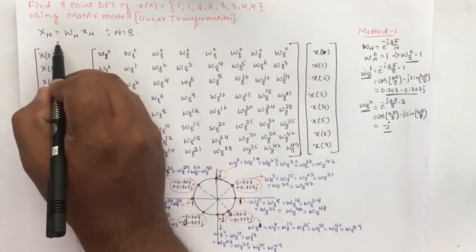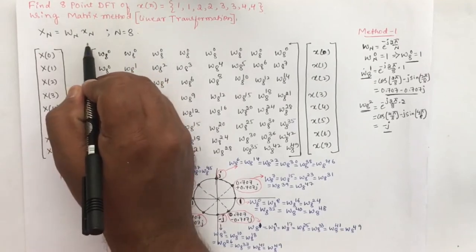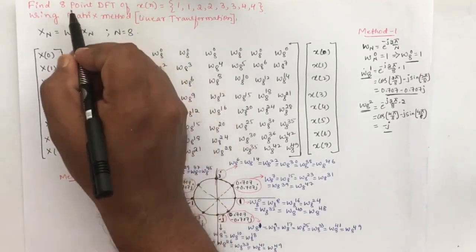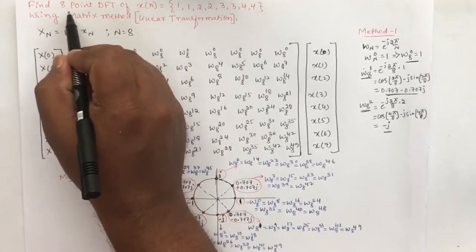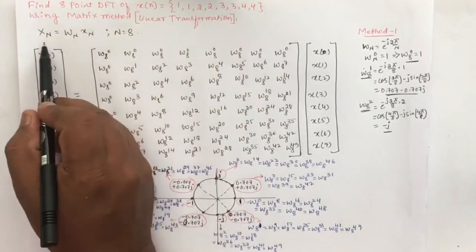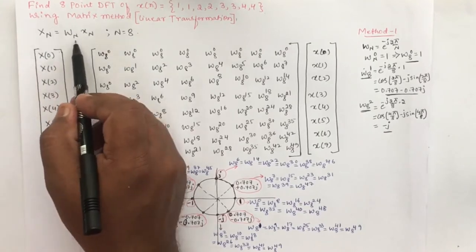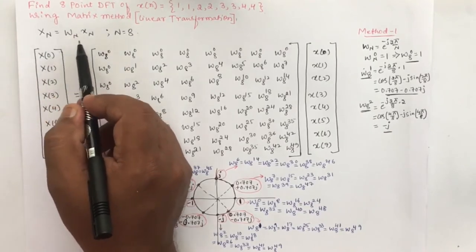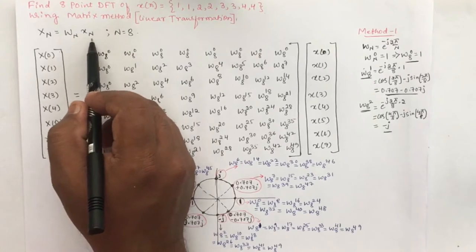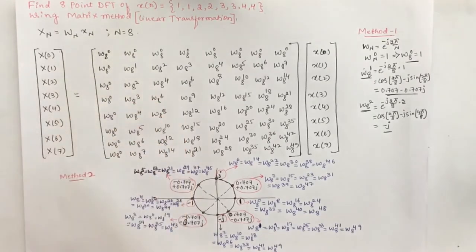We know X of k is equal to W_N into x of n. Here N is equal to 8 because they are asking us to find the 8-point DFT. For this, we need to write an 8 cross 1 matrix. For the W_N term, we need to write an 8 cross 8 matrix. And for small x of n, we need to write an 8 cross 1 matrix.